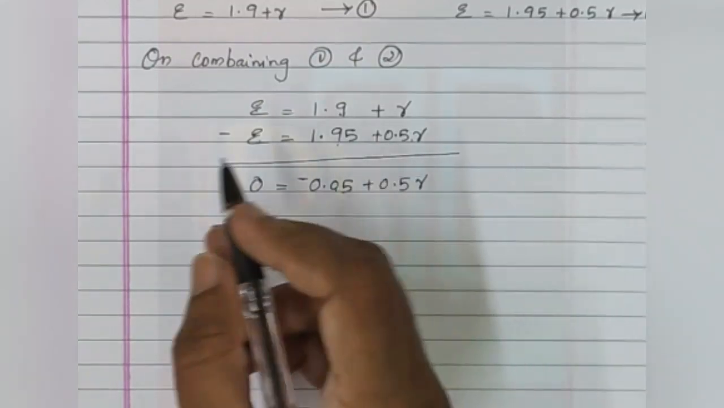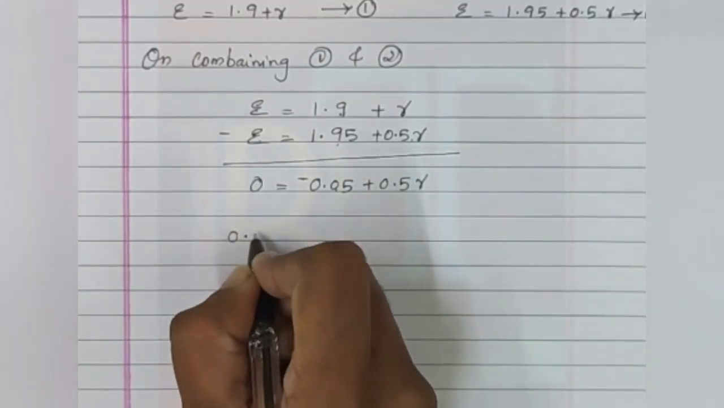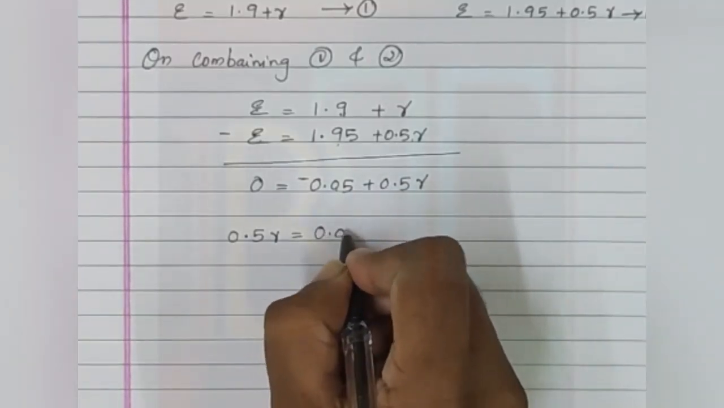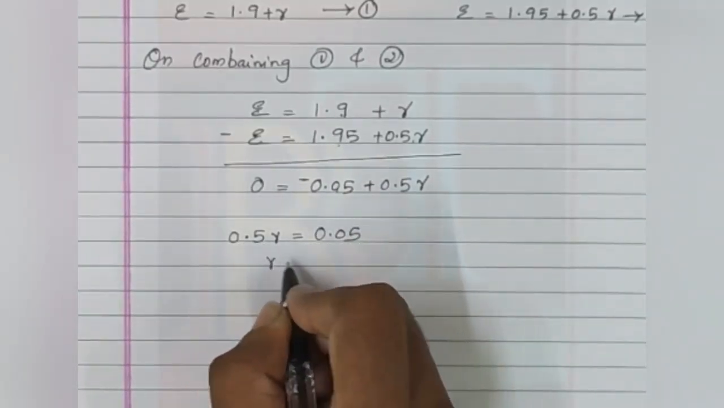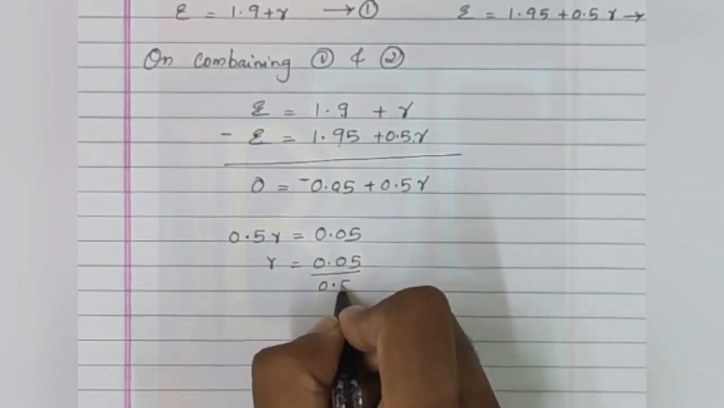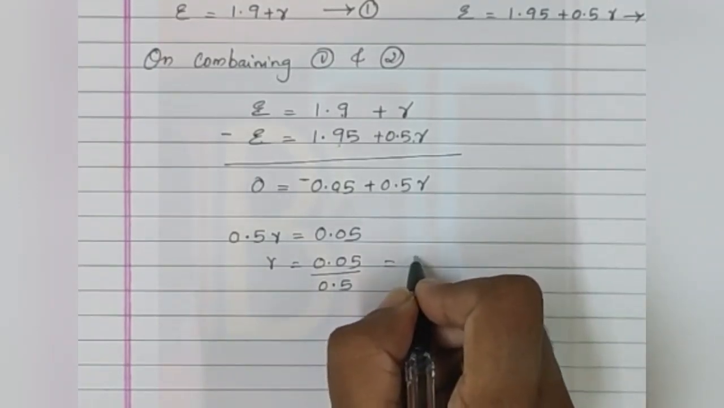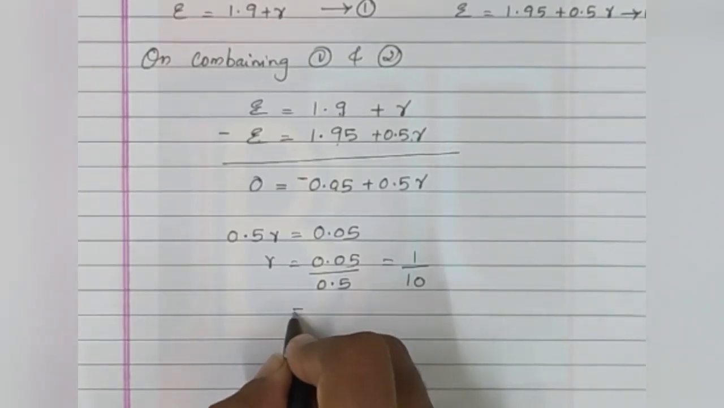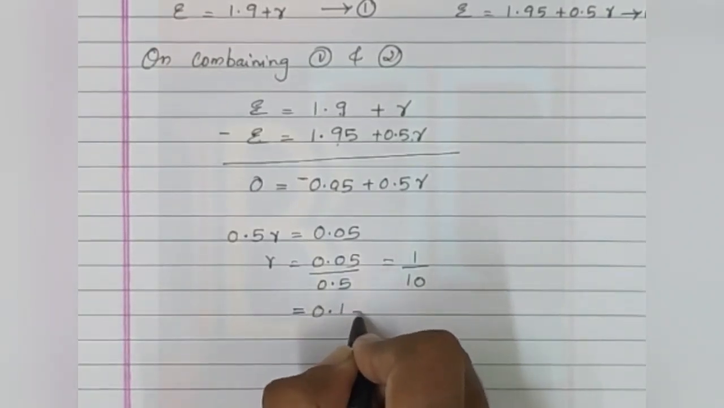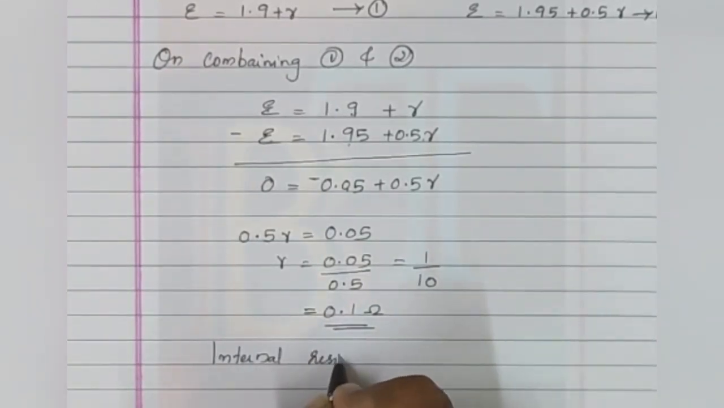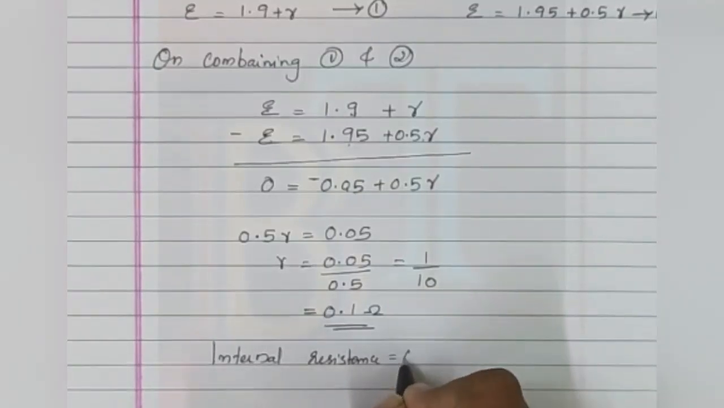On taking the value to the left side, we will get 0.5 r is equal to 0.05. So r is equal to 0.05 by 0.5, which is 1 by 10, and is equal to 0.1 ohm. So the internal resistance is 0.1 ohm.